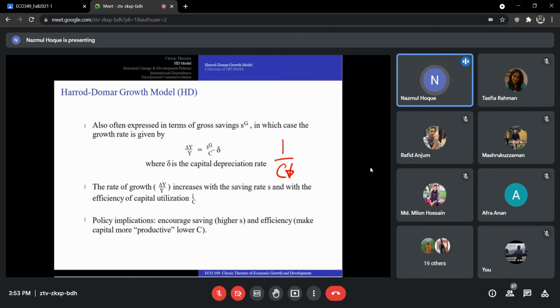Now the implication of this whole thing is this: if you can encourage an economy to save more and utilize its capital more efficiently, then the country will be growing at a faster rate.